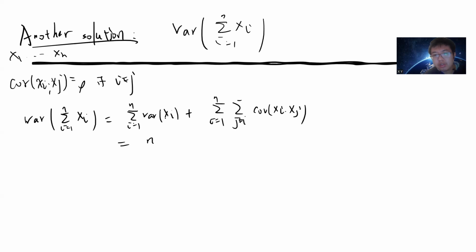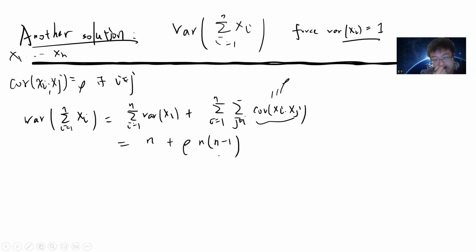So let's see. Let's force, so I can just force the variance of xi to be 1, just for the convenience. So it's n. And this guy now becomes rho, because everything's rho, but rho with n minus 1. Okay, because you have like n times n minus 1. And this guy needs to be greater than or equal to 0.